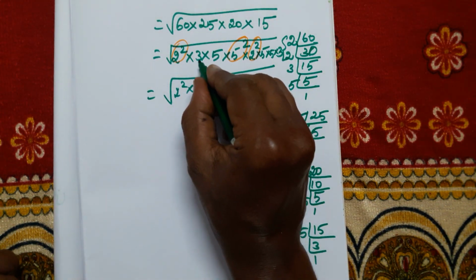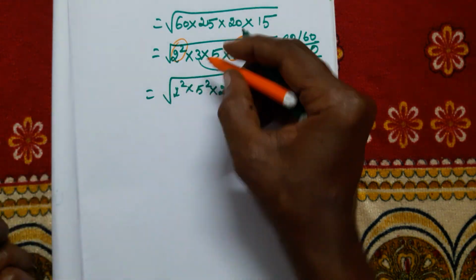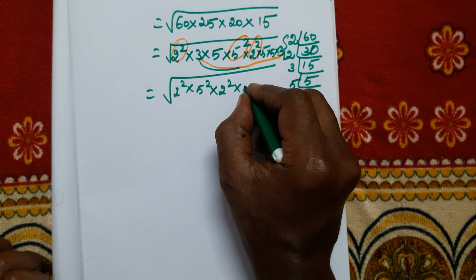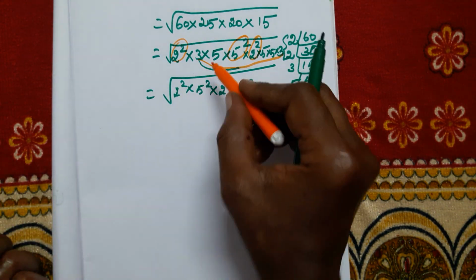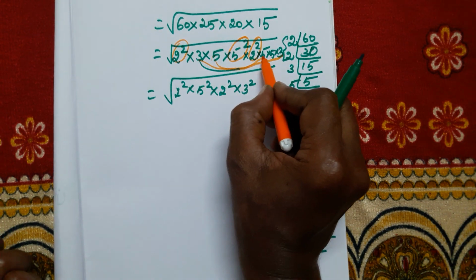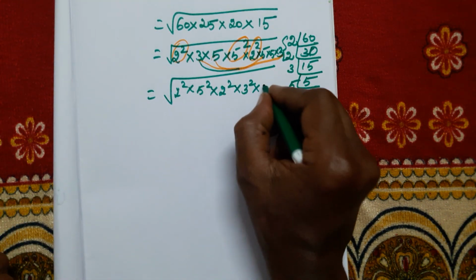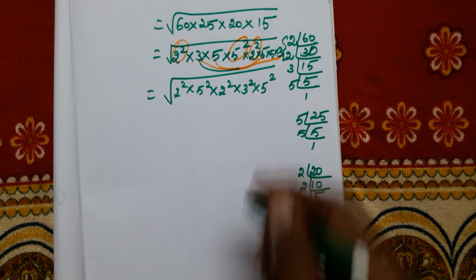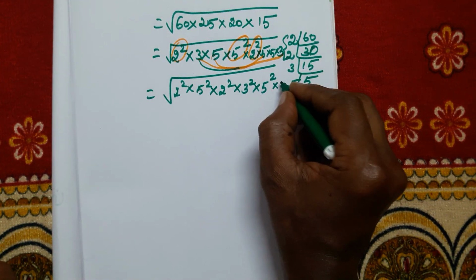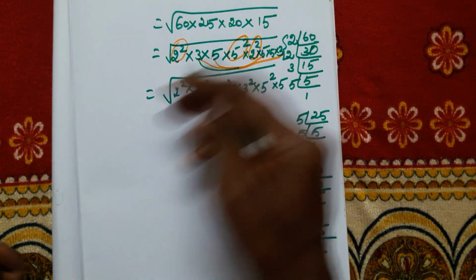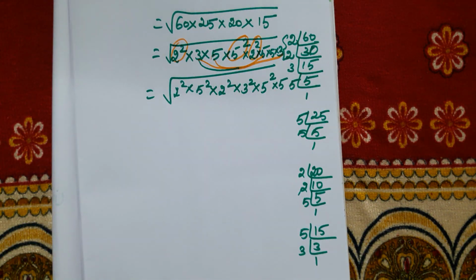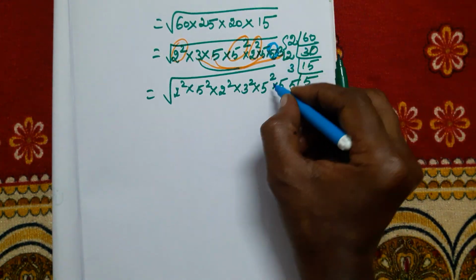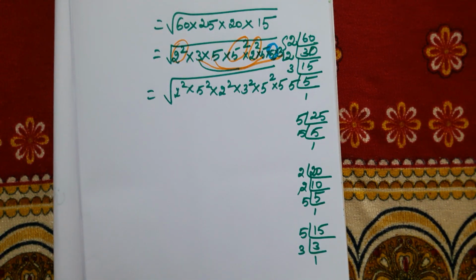Next here 3 into 3, this both also are pair numbers. So when we are writing, 3 square. Next this 5 into 5, what are we getting? 5 square. One more 5 alone is left here. That 5 itself we have to write, because this 5 does not have a pair. So that 5 alone we have to write.